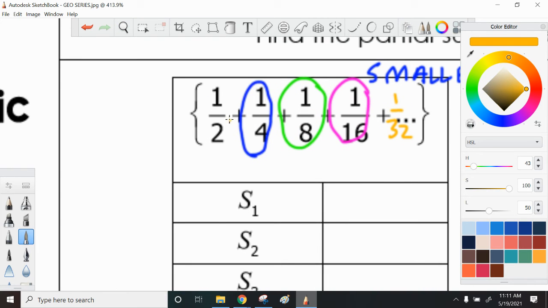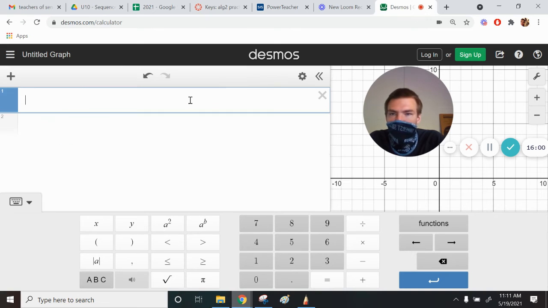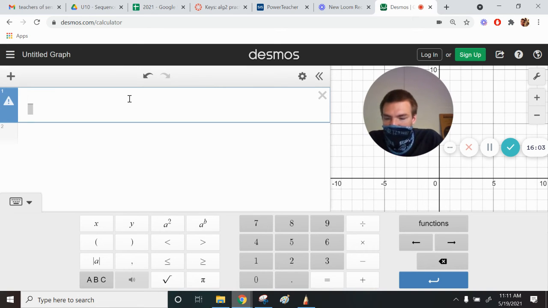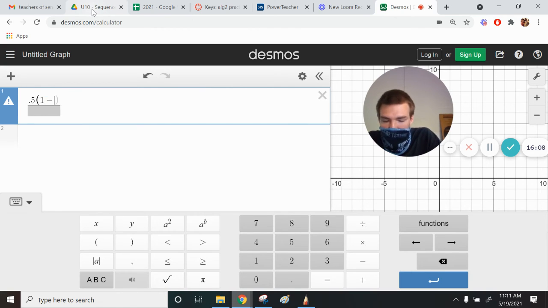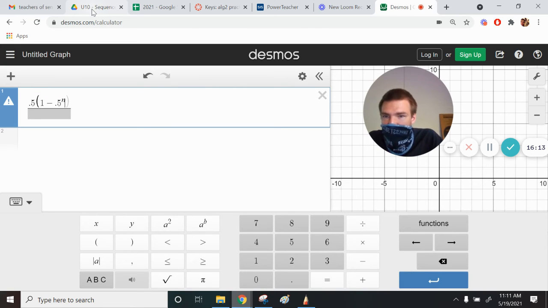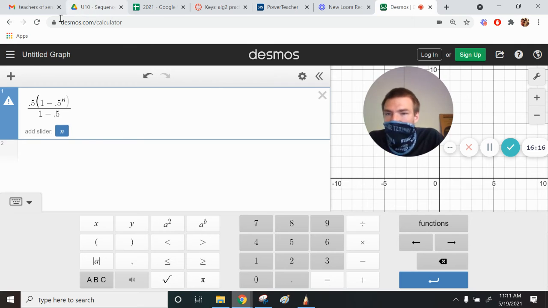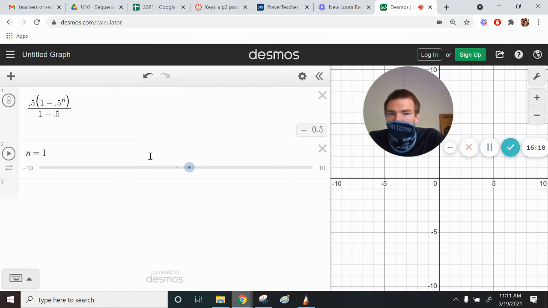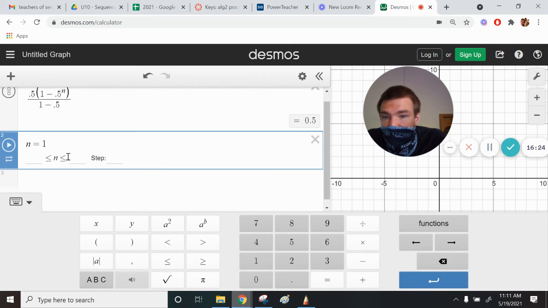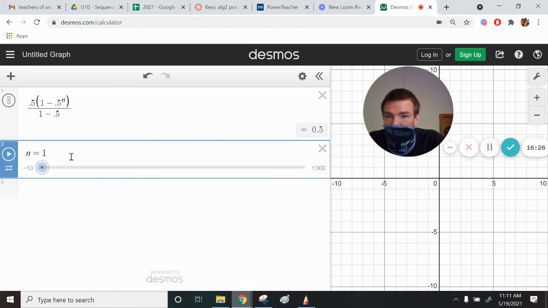The ratio here, we're getting half as big. So the ratio is equal to 1/2. If we go to Desmos and we do our formula, it would need to be the first term, which is 0.5, times 1 minus 0.5 to the power of, just put it in there, and then 1 minus 0.5 on the bottom. And then let's add a slider for n. I'll make n go to 1,000. So here we go. We're adding a slider to n.